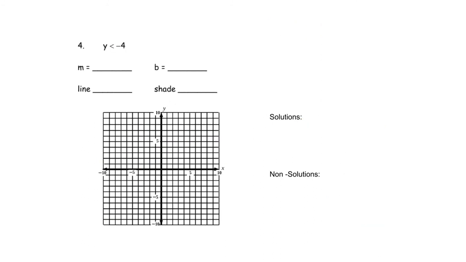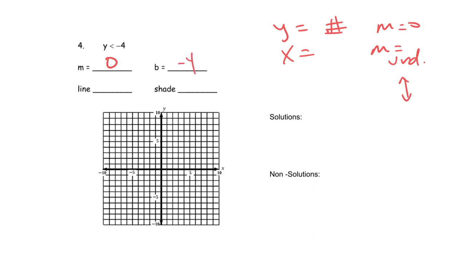Finally, our last example, y is less than negative 4. Going through everything, the slope is 0. Remember, y equals a number has a slope of 0. x equals a number has a slope of undefined, and it looks like this. Okay, so the y-intercept is negative 4, which is right here. A slope of 0 means it's going to be a horizontal line. The line itself is less than, which means it's dashed and shaded below. So I'm going to dash a line at negative 4, and I'm going to shade below.